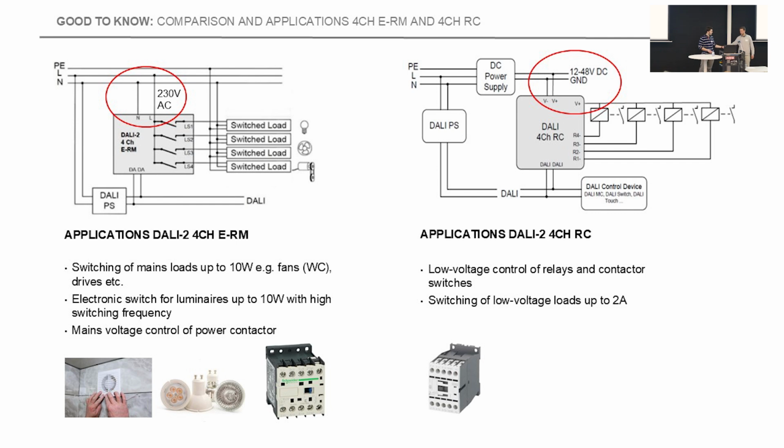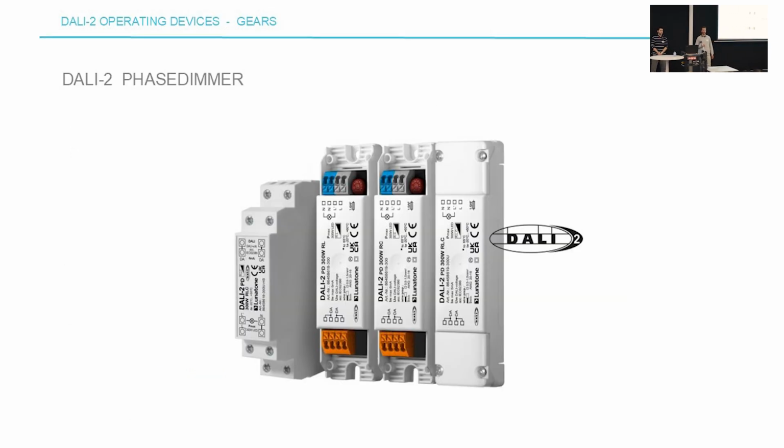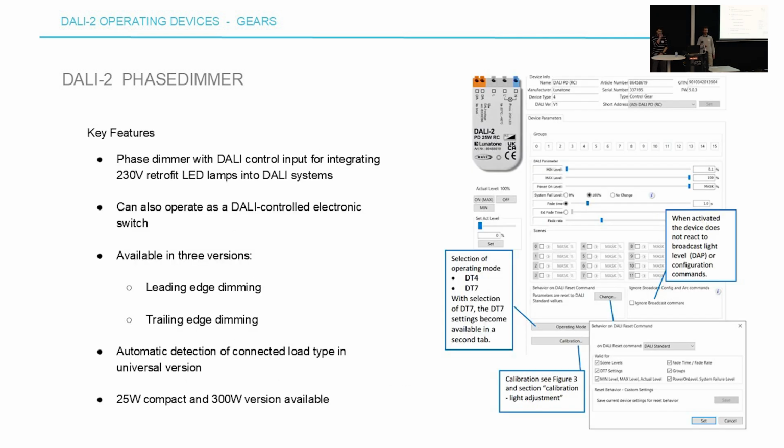So now we'll talk about some of our phase dimmers. As you all know, phase dimmers are mostly used for retrofit LEDs, and we see them quite a lot in installations. Lunatone has different devices in this section. 2 of the most common ones are the PD25 and PD300. These are available in 3 different options: leading edge, trailing edge, and then automatic options which will detect the load and adjust itself to the load. The PD25 is for 25 watt loads, and the PD300 is for up to 300 watts of load.